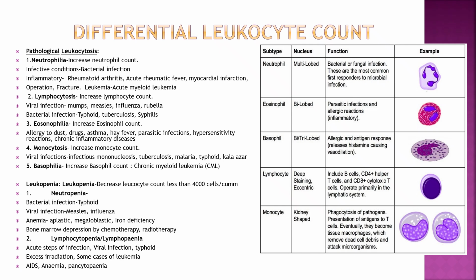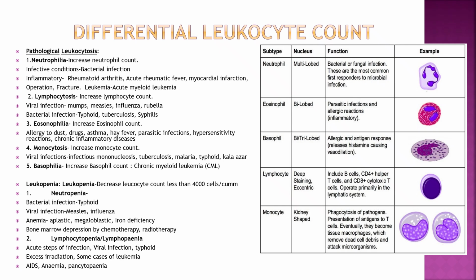Then lymphocytosis, it is increased lymphocyte count. It is mainly seen in viral infections like mumps, measles, influenza, rubella, and some bacterial infections like typhoid, tuberculosis, syphilis. Eosinophilia, it is increased eosinophil count, and it is due to allergy to dust, drugs, or asthma, hay fever or parasitic infection. Monocytosis, it is increased monocyte count. It is usually seen in viral infection like infectious mononucleosis, then malaria, typhoid, kala azar. Basophilia, it is increased basophil count. It is seen in chronic myeloid leukemia.